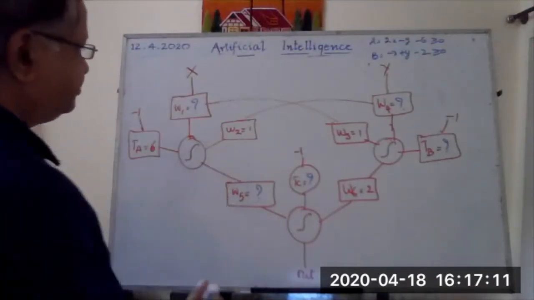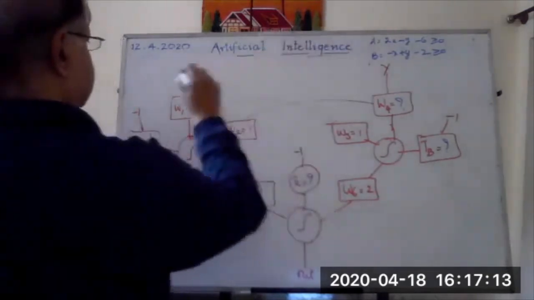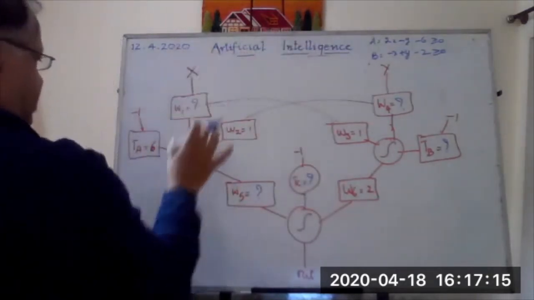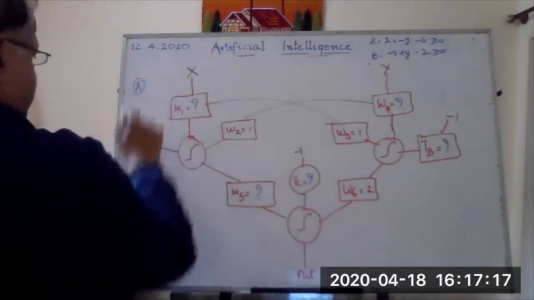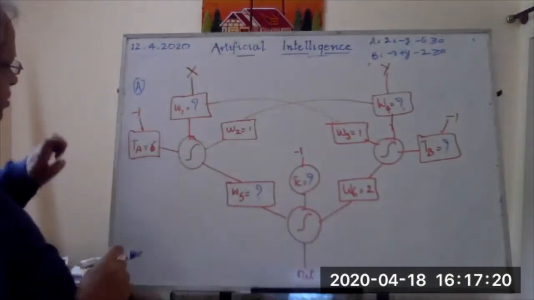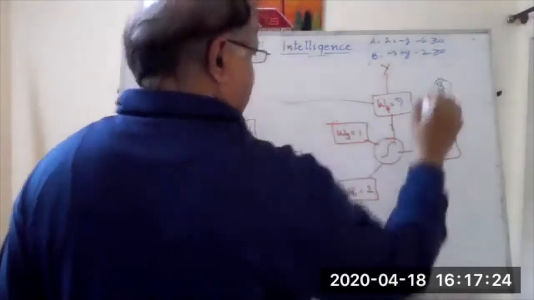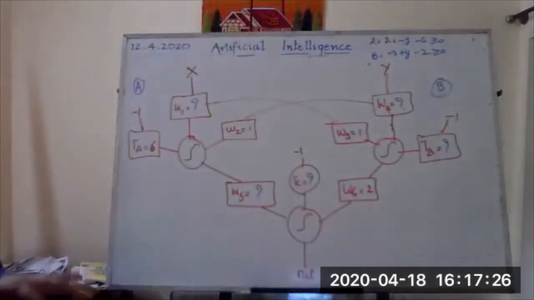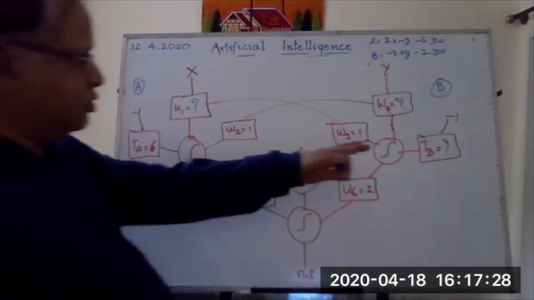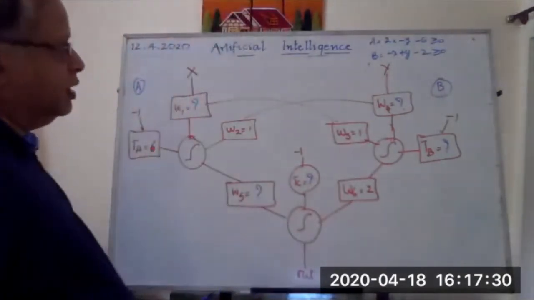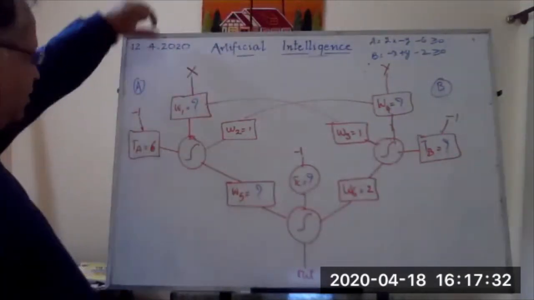So here, look at this. From this neuron, A is going, right? The threshold A is equal to 6 here. A is going here. From here, the B is going. So that means now we know exactly what the values are that need to go through these things. Now let's solve the A part of it.